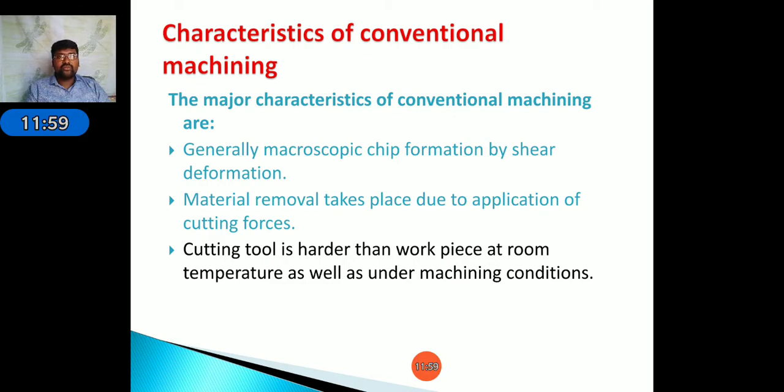For that case, we use a tool material that is harder than the workpiece.